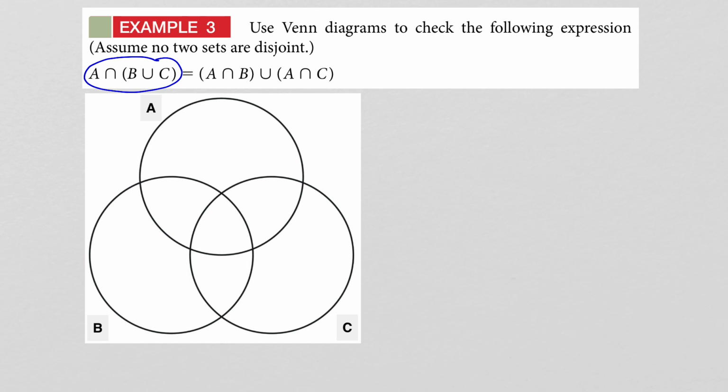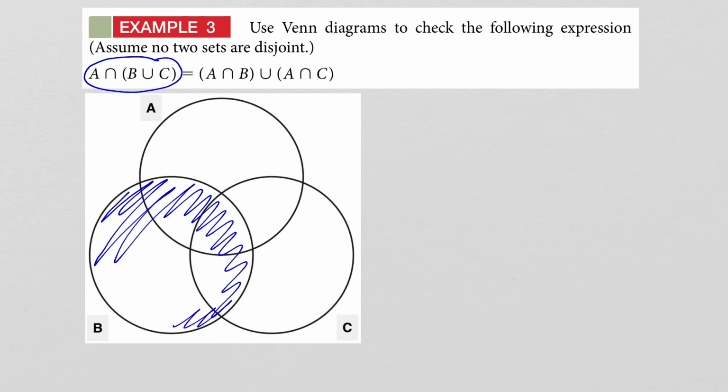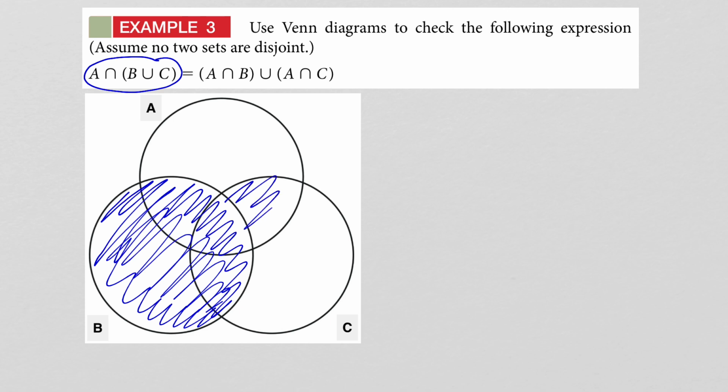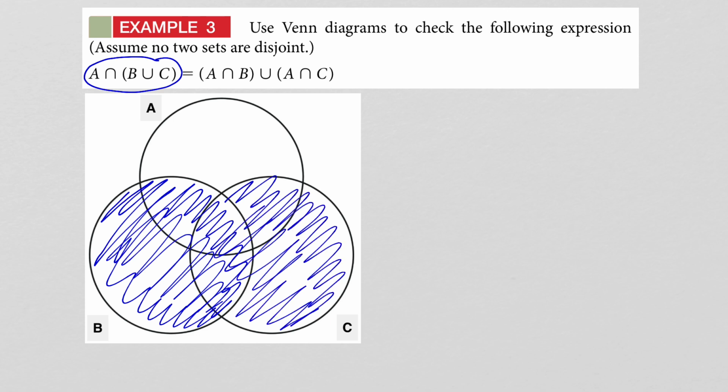So B union C is the sets B and C all together. So I'm going to shade in everything that is in set B. So here's everything that is in set B. And I'm going to shade in everything that is in set C. So set C would be additionally all of this stuff, right? Okay, so that blue there, that would be B union C.